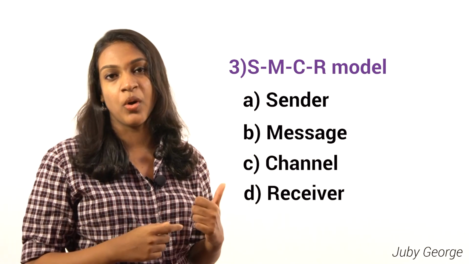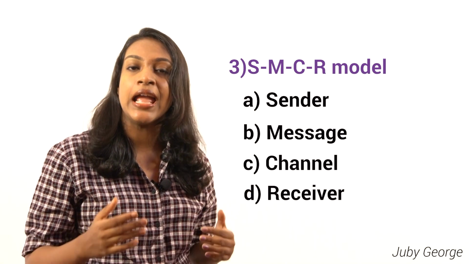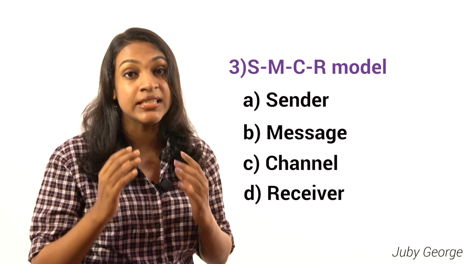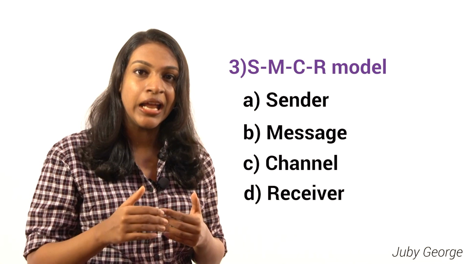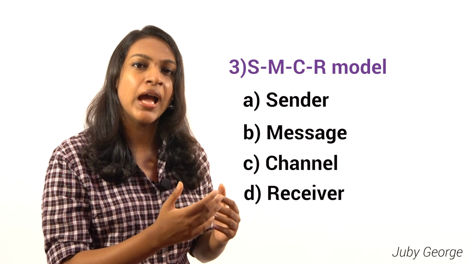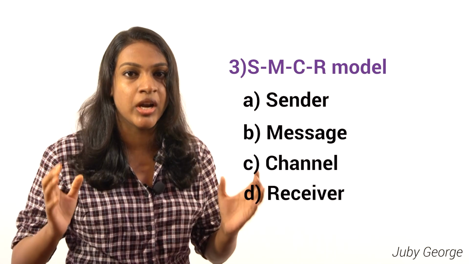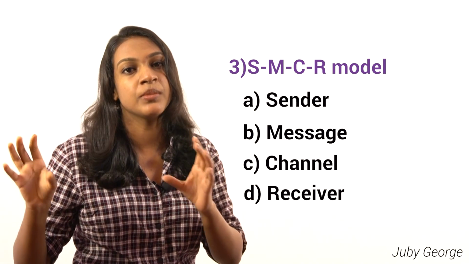So in SMCR model, the sender encodes the message and sends to the receiver through a channel, and the receiver receives the message, decodes the message and gives a feedback or reply as response. So this is basically the structure of communication, and it is given as SMCR model. So I hope that now you got a basic understanding of what is communication.